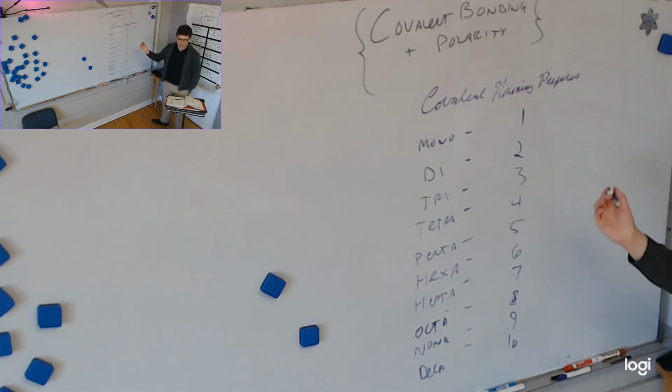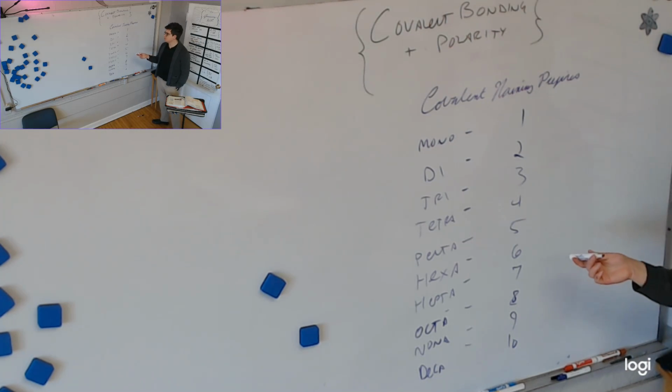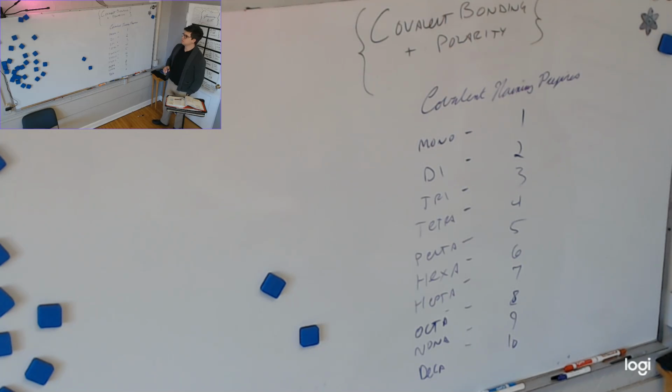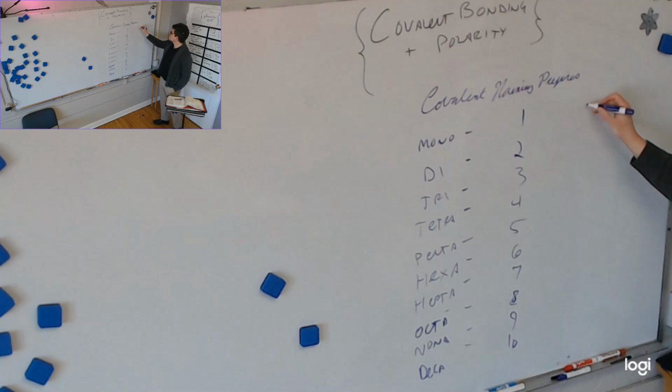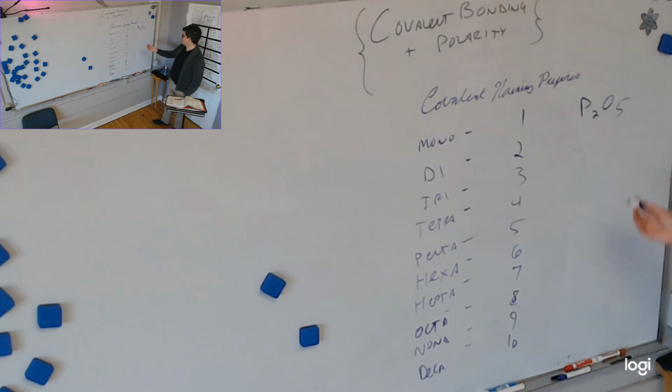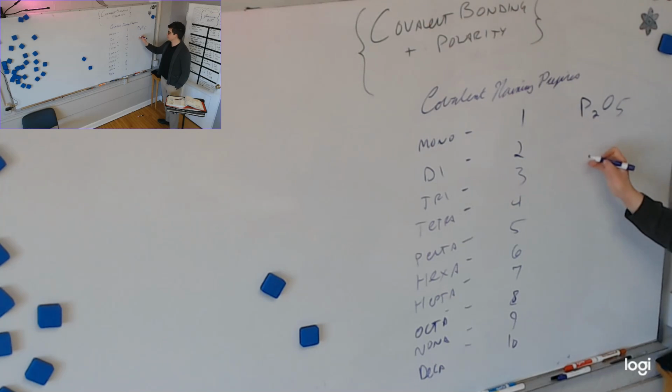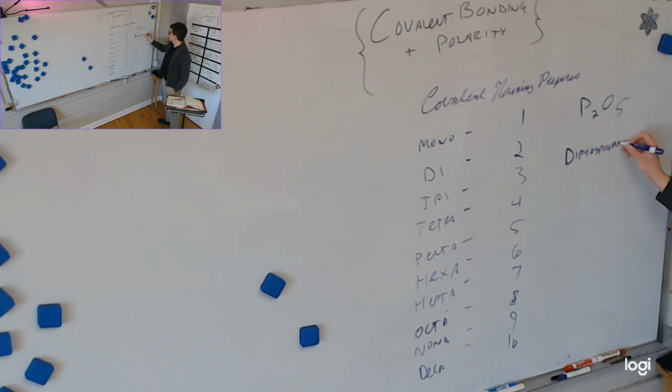And this makes it really, really simple. The only confusing part about this is when to use mono. But let's start with one that doesn't have that. So let's do P2O5. Well, phosphorus, but there's 2 of them, so we say diphosphorus. Oxygen, but there's 5 of them, so we call it pentoxide.